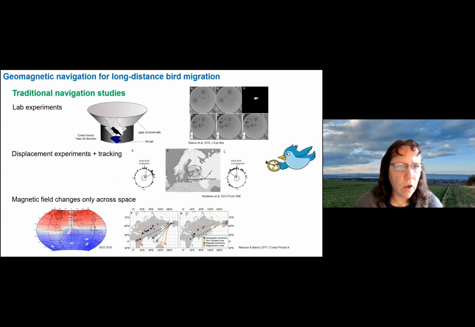Traditionally in ecology, there were two ways of testing this. One was lab experiments, where you caught your birds and put them into cages.